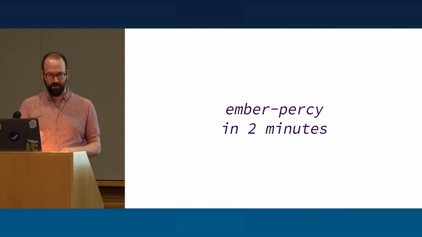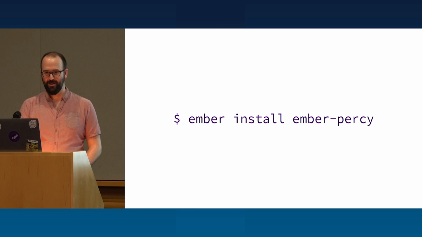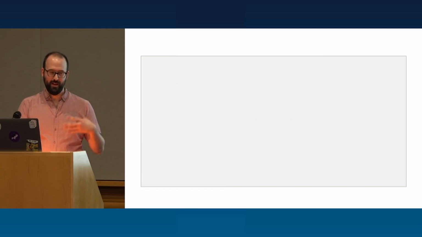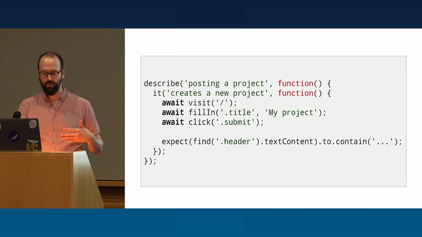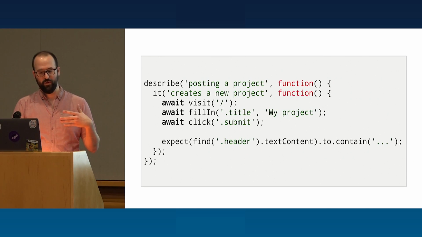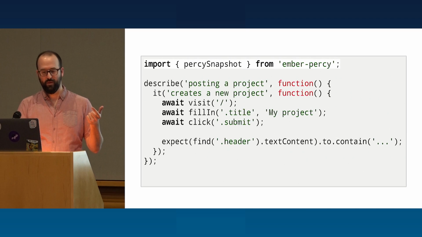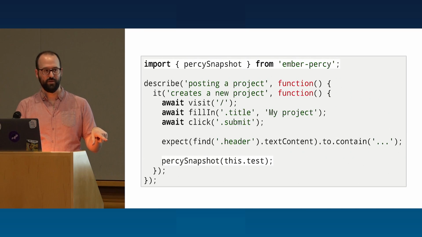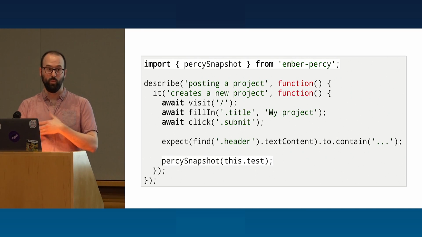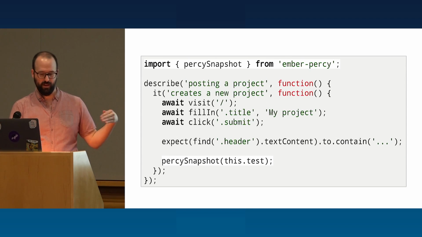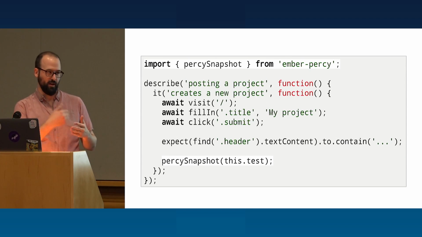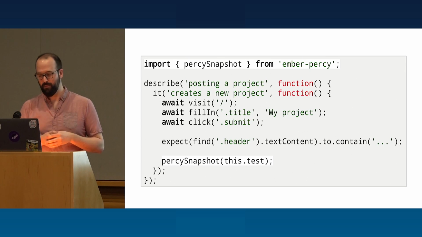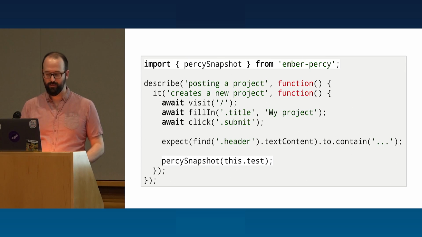So, a very quick demo of EmberPercy, two minutes. You just ember install EmberPercy. Then given any of your acceptance or component tests, you import the helper at the top, and then you can drop a line into any of the places in your test suite where you want this kind of visual coverage. You can visit a page, fill in, click, and then after your expectations say, okay, now snapshot this page. You can do this across any component or acceptance test suites that you'd like.